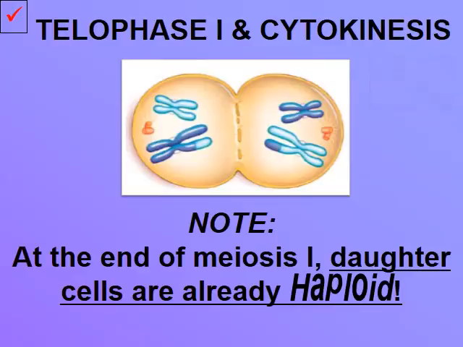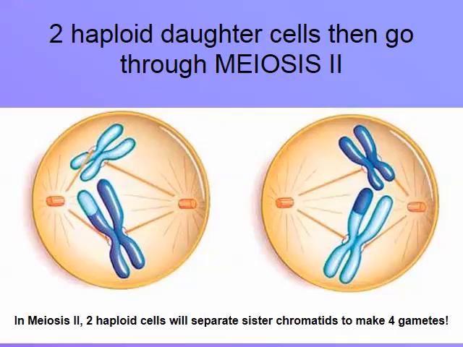Please take note of this. At the end of meiosis I, daughter cells are already haploid. So they already have half the information that they started off with, because homologous pairs were already separated. Now, the 2 haploid daughter cells must then go through meiosis II. In meiosis II, the 2 haploid cells will separate sister chromatids to make 4 gametes. So basically what we're doing is going through mitosis with each cell individually.